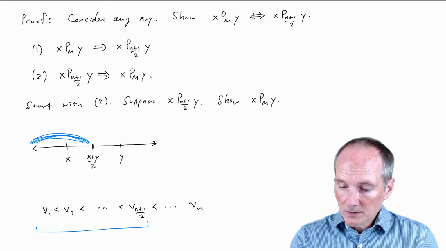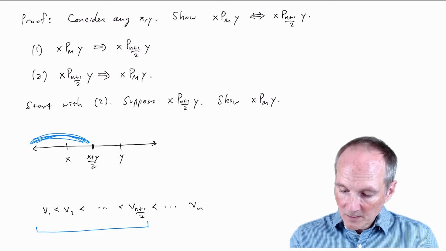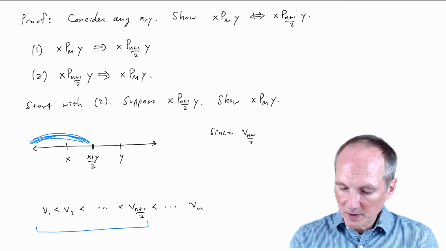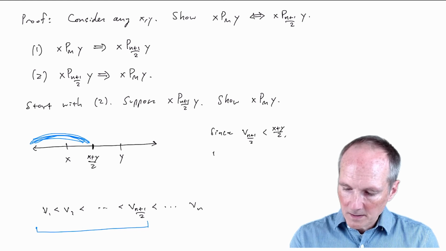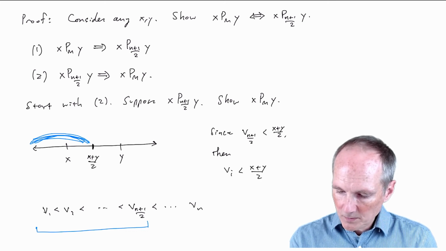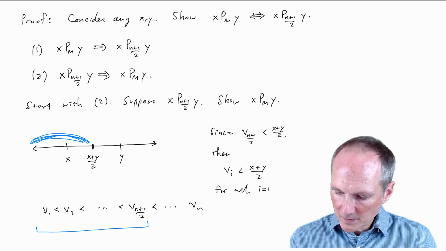Okay, so the way I'll write that is I'll say since person (n+1)/2's ideal point is to the left of that midpoint, then we have the same thing true for every voter going from 1 all the way up to (n+1)/2. Okay?